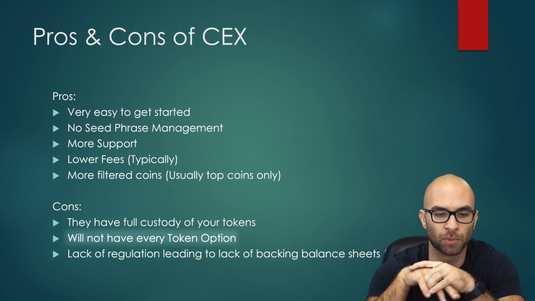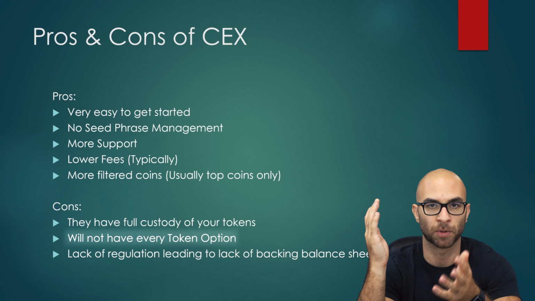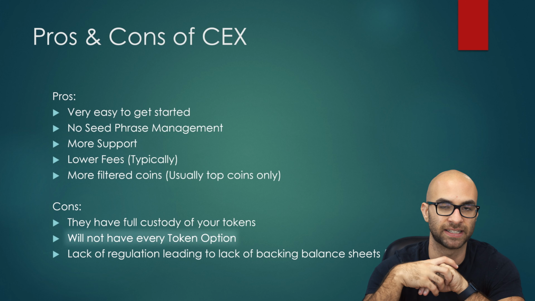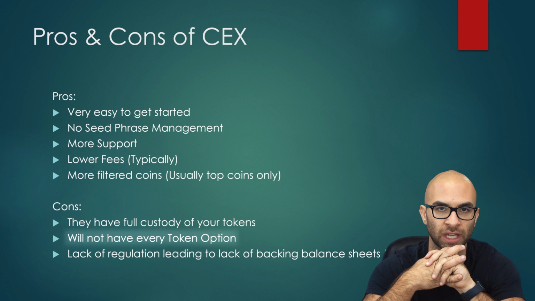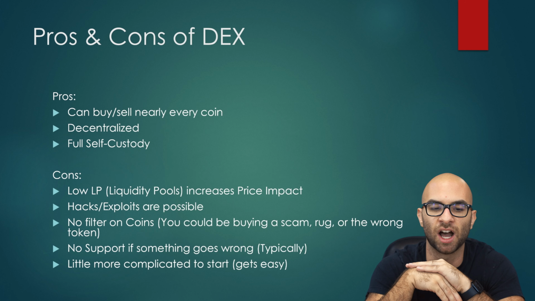The last con that I want to bring up about CEXs is that they don't actually have every token option. This is a pro and con where you know the tokens on there have a lot more legitimacy, but at the same time, if you want to get into a newer token, most likely you won't be able to access it on a CEX. Now, what are the pros and cons of a DEX?